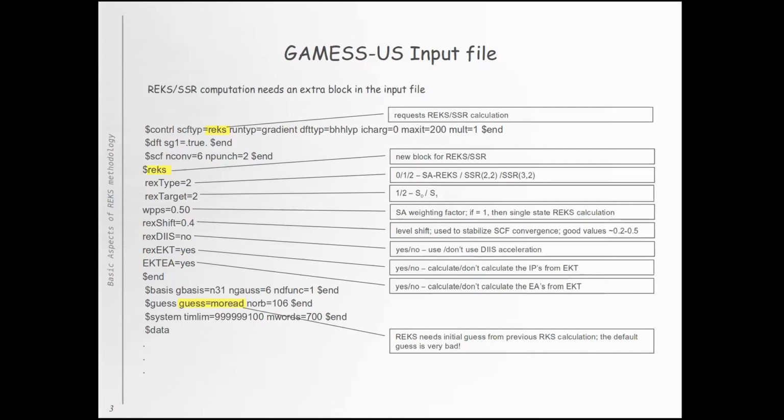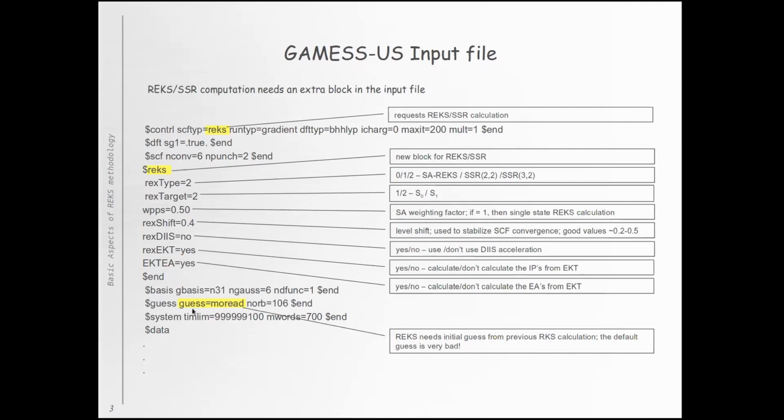Yes, ionization potentials and electron affinities are available for both ground and excited states, of course. So these are keywords in the REKS block of the input file.